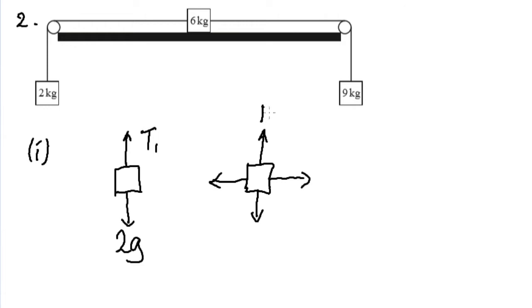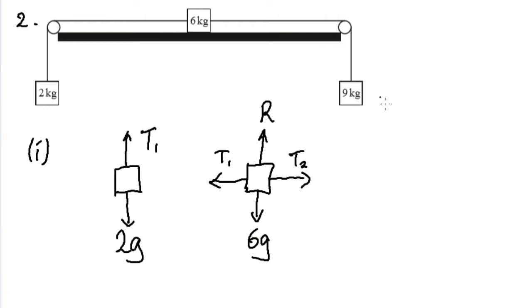So we have r, we have the weight, and because this is a string, it retains its force, and therefore tension is uniform in the string, and therefore there is a tension T1 pulling on the left. And for the right, there's another string, and so let us call it T2.